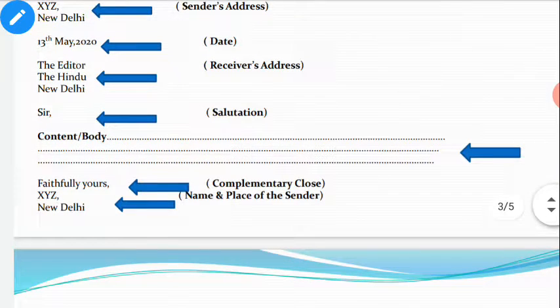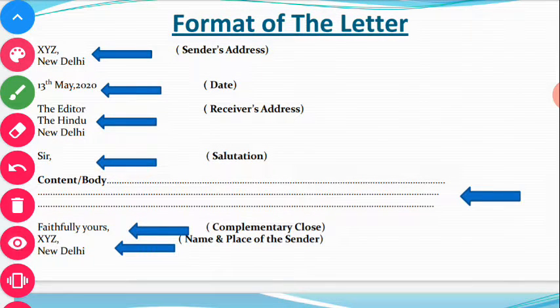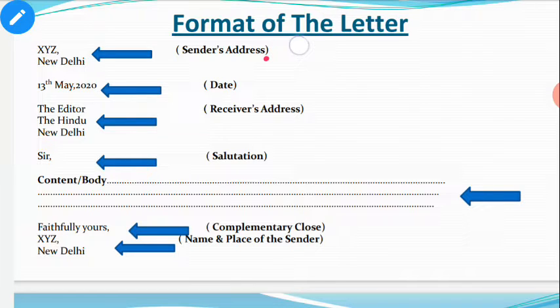So this is the sender's address, then date, then receiver's address. The date of writing the letter is 13 May 2020. So we have given the date 13 May 2020, and the letter was supposed to be written to the editor of a national newspaper. So it is written: the Editor, The Hindu, New Delhi. You may mention it or you may not mention it.